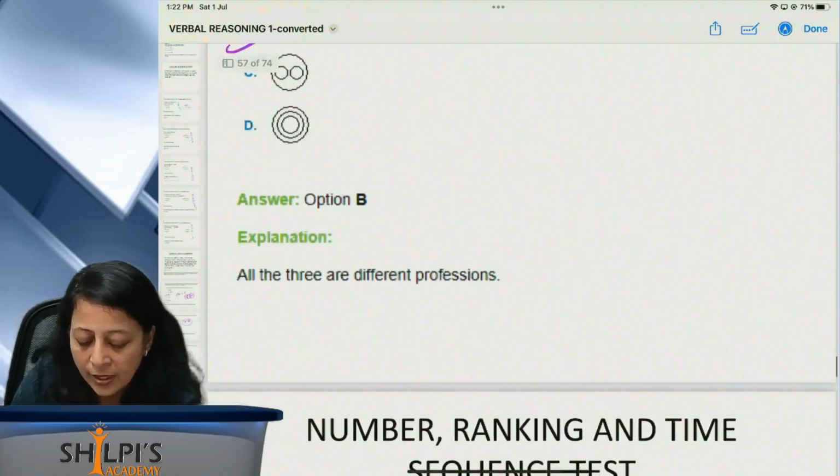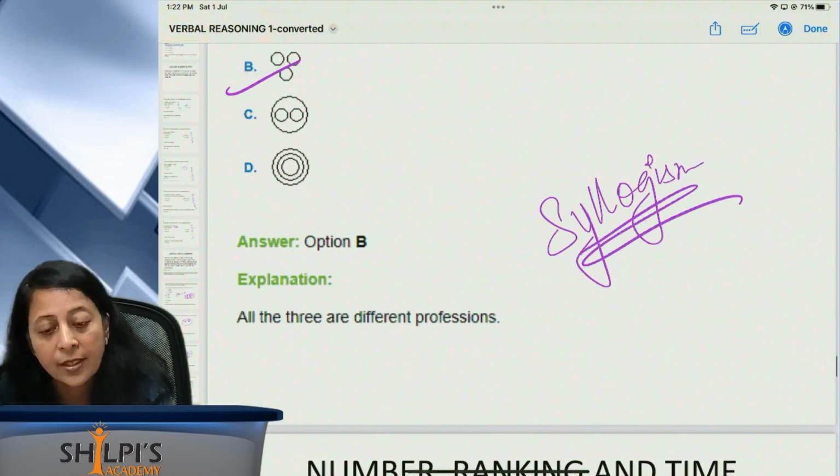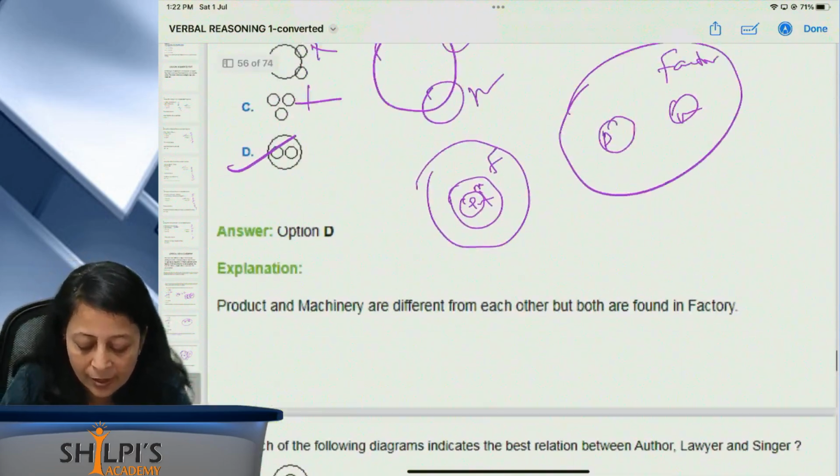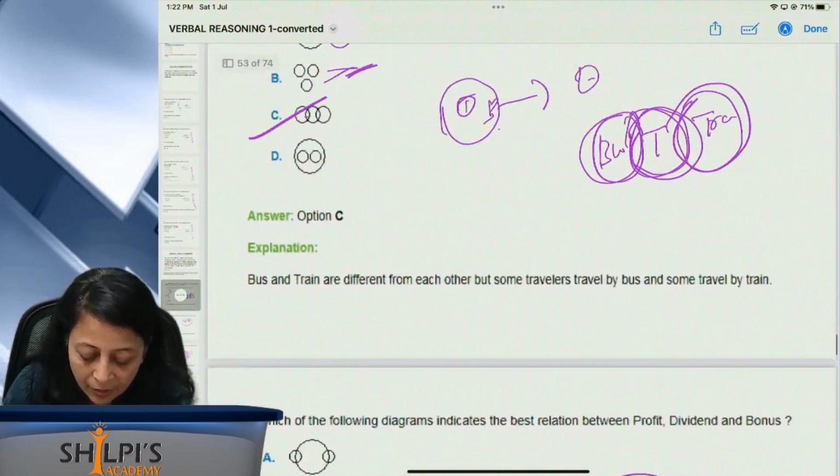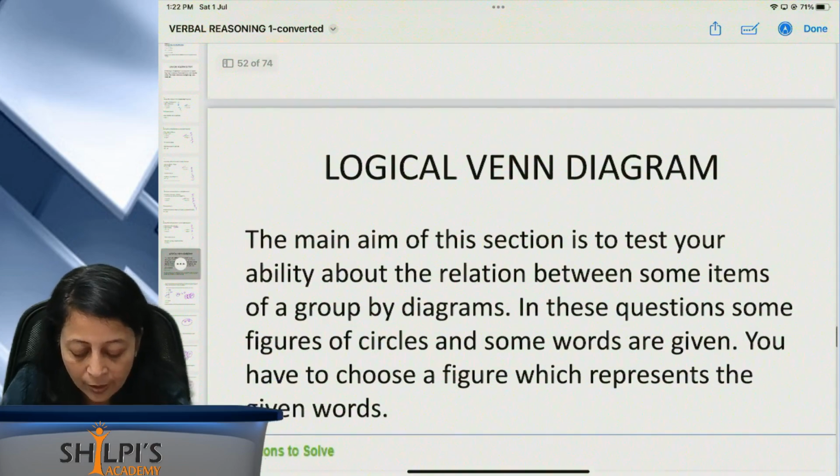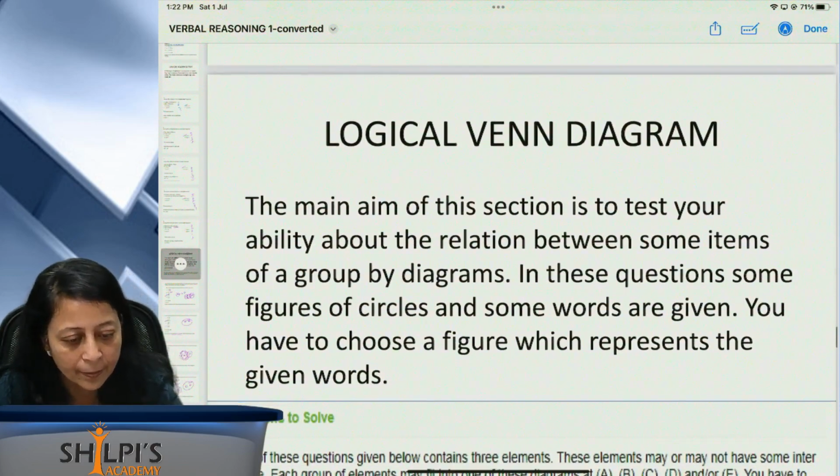Okay. So these types of questions actually come under the heading of syllogism. Syllogism will be the topic for that, but it has been covered here under a heading called your logical Venn diagram. Okay.